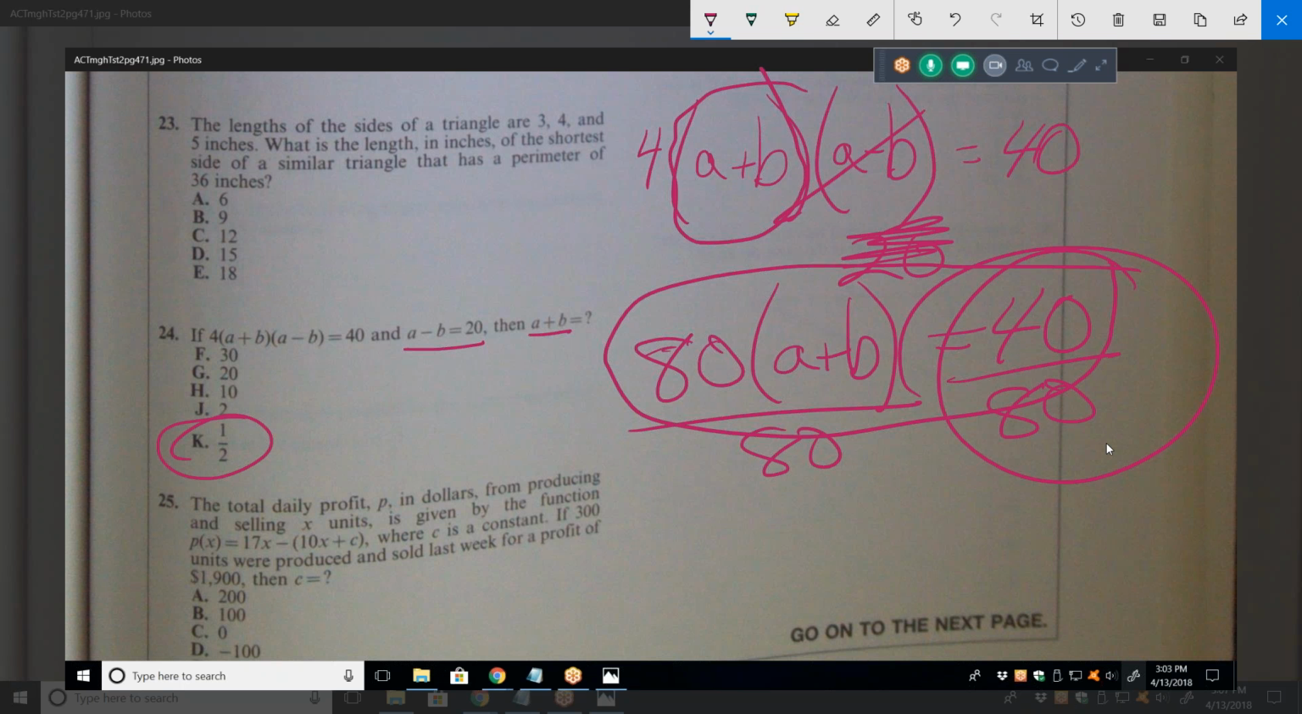Always make sure. That's a fairly common error that I see. When you have a problem like that, a lot of people do 80 divided by 40 instead of 40 divided by 80.